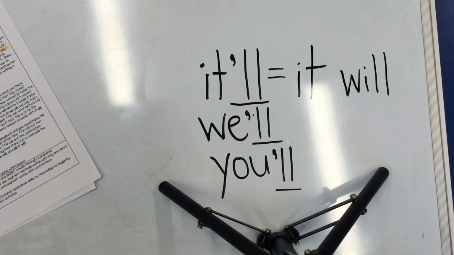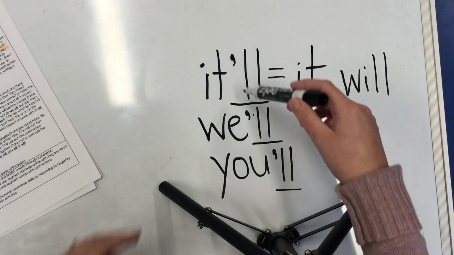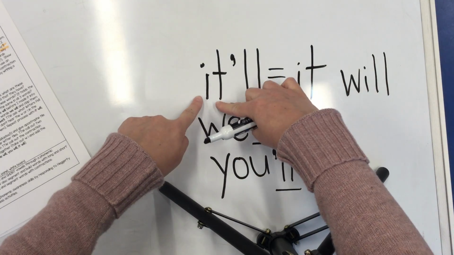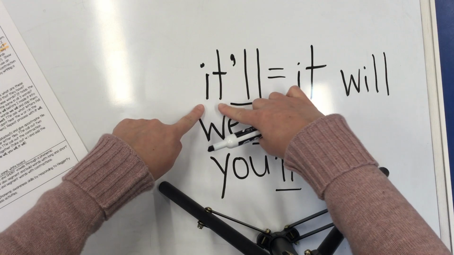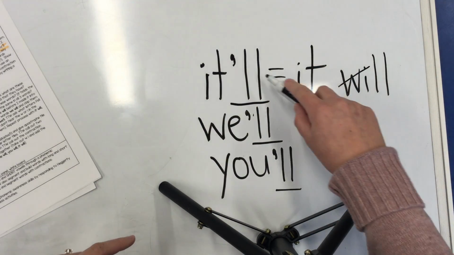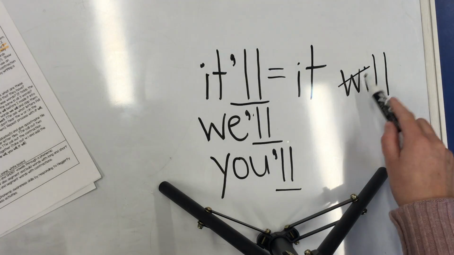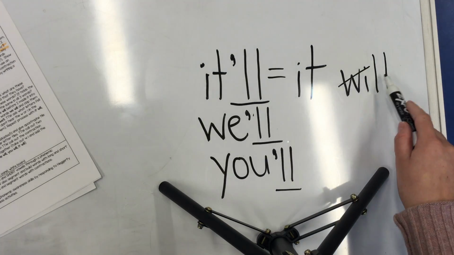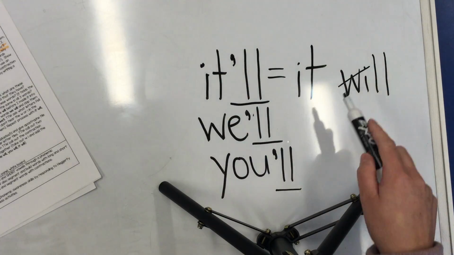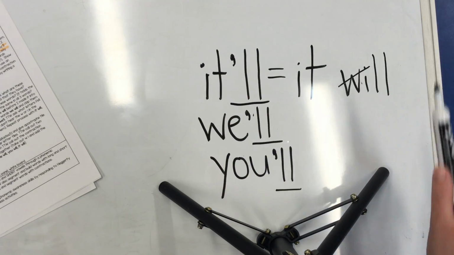Let me make sure that you can still see it. Okay, you can. Okay, so look at it. Look what I did. It will. Okay. Write the first word the same way. It. And then remember, the W and the I falls out of that. The apostrophe takes its place, and then we just put the LL. We're smushing them together. Okay, so it will becomes it'll.